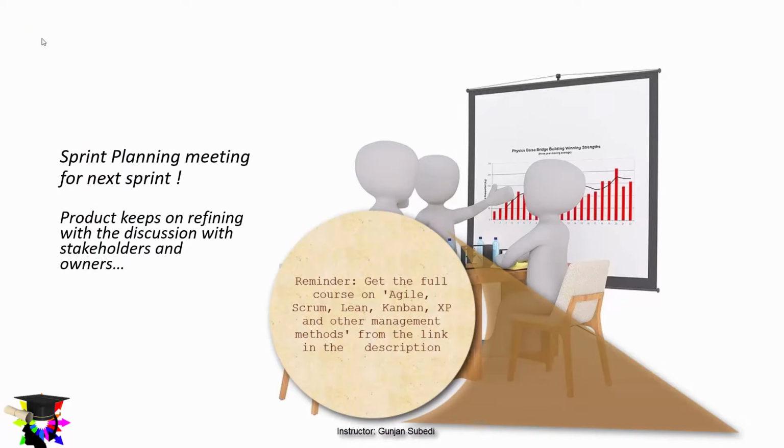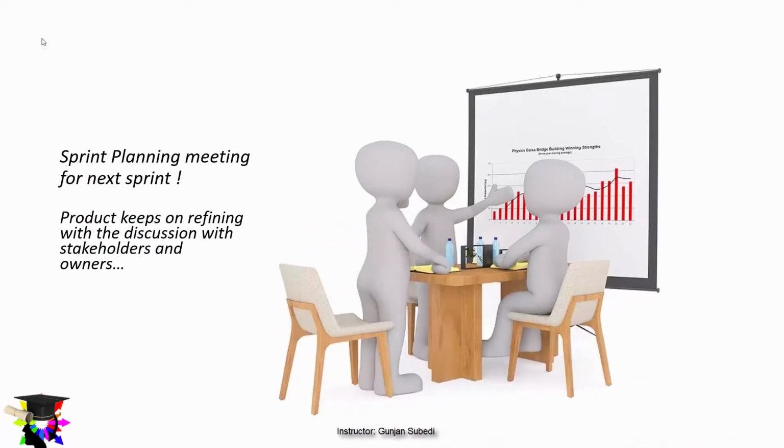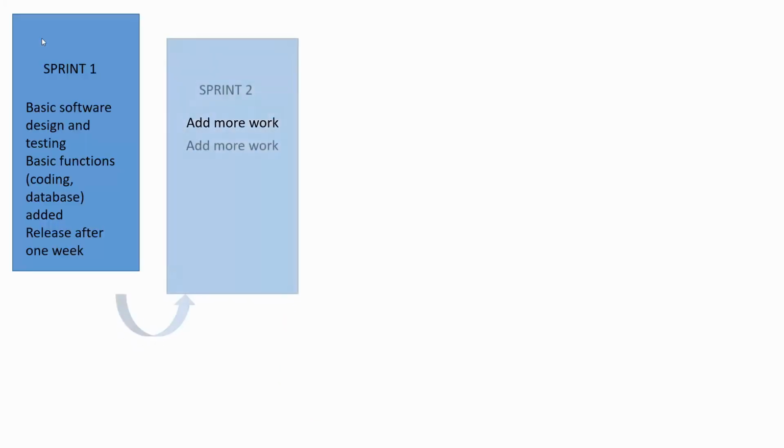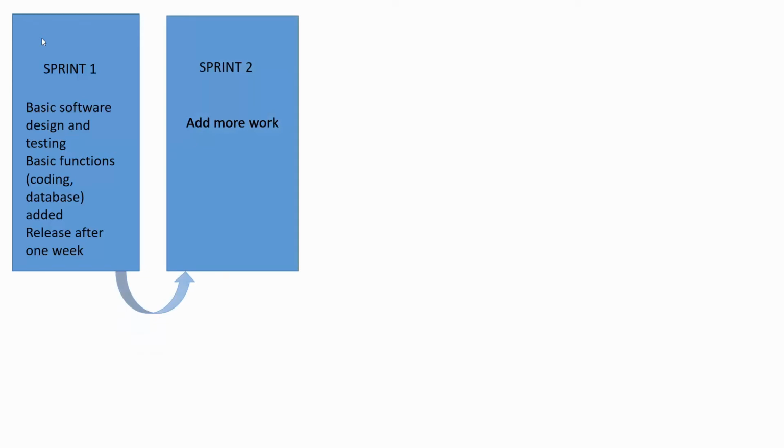The difference between Agile Scrum and the conventional project management or software development approach is that we discuss with the stakeholders or customers what is to be changed or refined after each Scrum, so that we can design the product from the perspective of the end user. Here, the advantage is the product keeps on refining with discussion with the stakeholders and the owners. We continuously add more work to the basic product obtained after each Scrum, which is also called an increment, and get the final product at the end of the Scrum timeline.